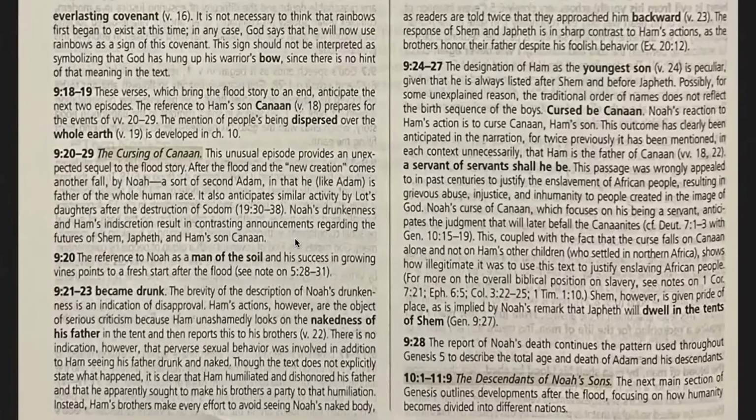Yeah, so a couple things here. Let me see if they get to it before I say something. The reference to Noah as a man of the soil and his success in growing vines points to a fresh start after the flood, right? So him being a man of the soil, right? Going back to Adam, who was put in the garden to till and to manage the garden, right? So that things would grow there. And Noah now after the flood becomes a man of the soil, right?